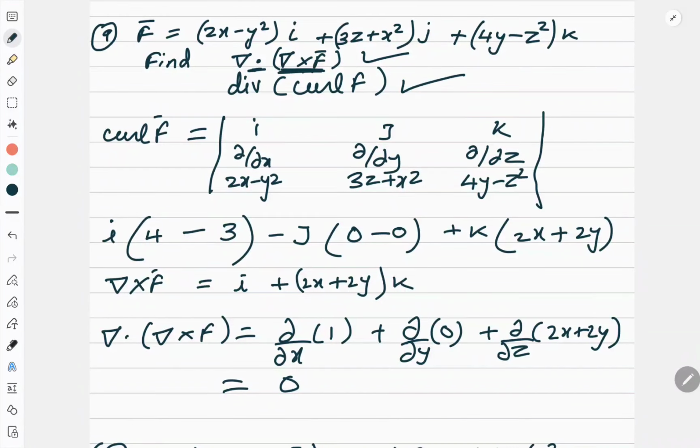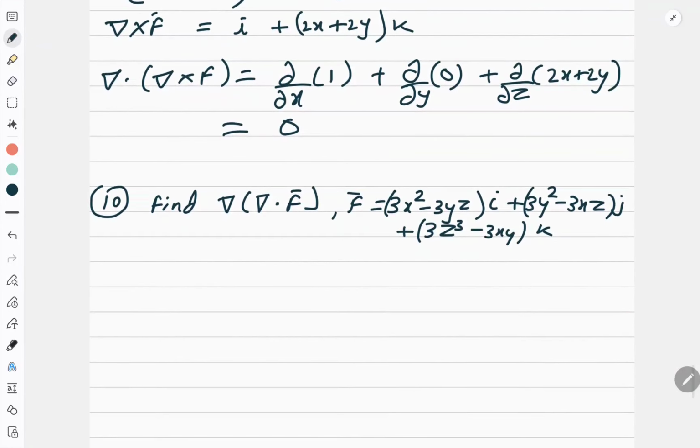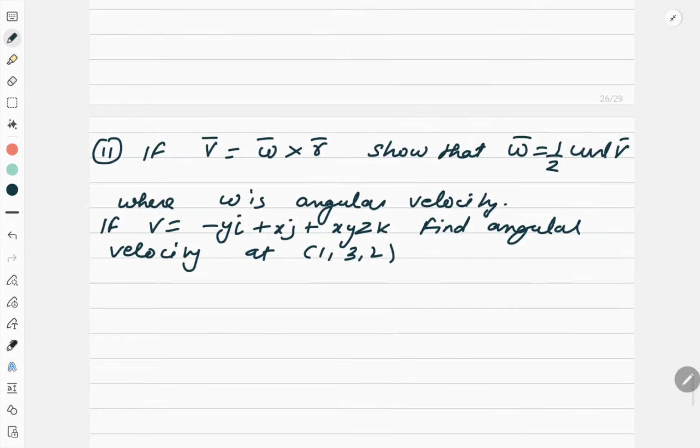Right? So what I got? I got the answer as 0. So now let's move to the next question. Okay, the next question is exactly the same. Now what is the meaning of this del operated on something? So grad of divergence of f. I can ask it like this, but the working procedure is the same. First find out the divergence, and then whatever function you get, find out the gradient of that. That's it. Okay. Let's move to the next question.